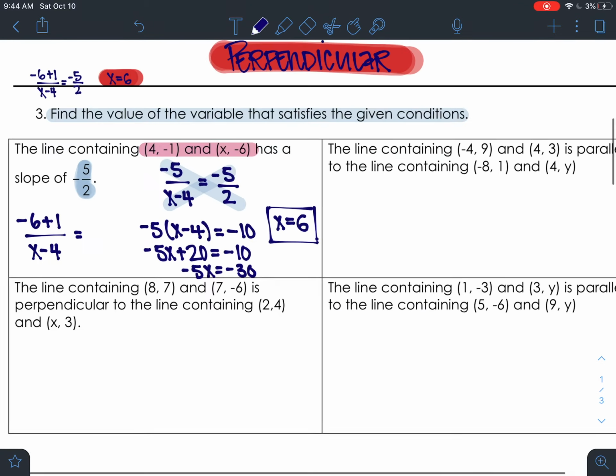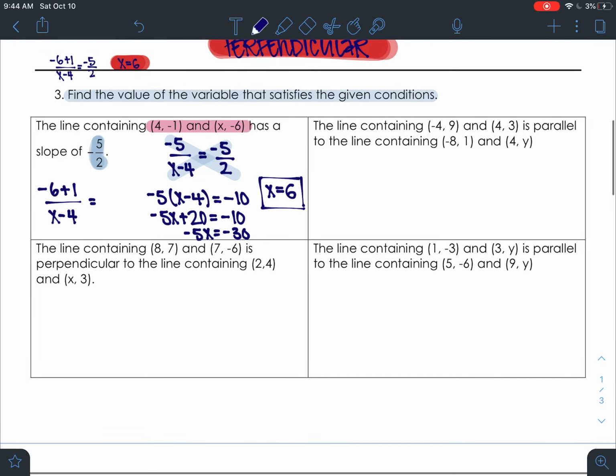The other 3 are similar to those, and you're just going to have to read what you're given. Like for this one, it's parallel, this one is perpendicular, and then apply it from there. But I hope that was helpful.